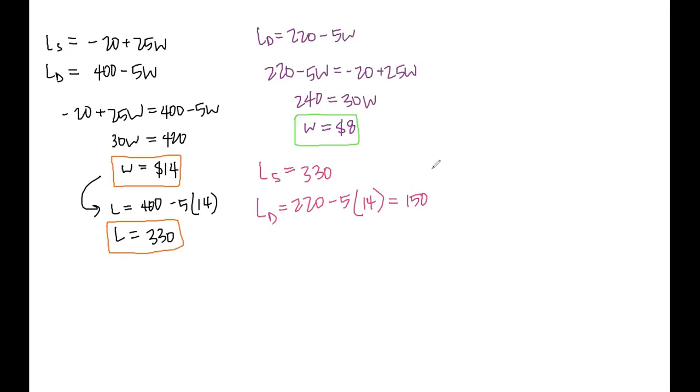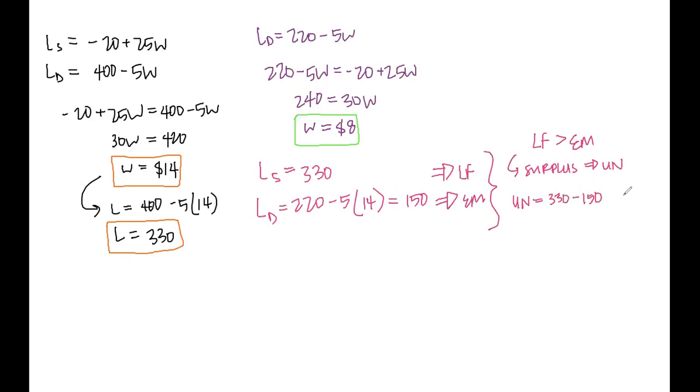So this is what I was saying in the last one. We can see now that labor supply is the labor force, and labor demand is the amount of employed. And in this case, the amount of people in the labor force is greater than the amount of people employed. So this is going to create a surplus, and that surplus is going to be the amount of unemployed. So by taking the difference of these two, we can find the amount of unemployed, which is 330 minus 150, which equals 180.